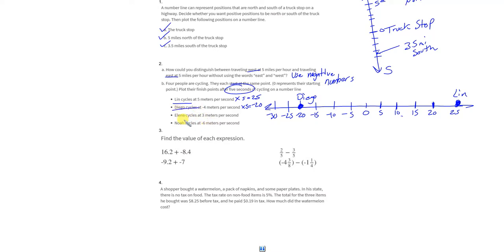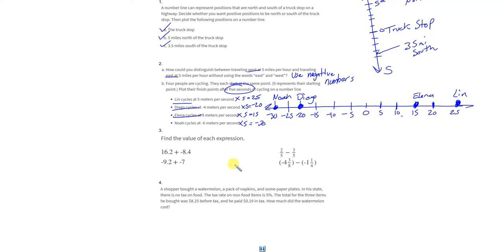Elena cycles at 3 meters per second. So 3 times 5 gives us a nice 15. So Elena's right here. And then the last one we had to do was Noah, who's going back 6 per second. And you have to do negative 6 times 5, which is negative 30, which is why I had the negative 30 on there, because Noah is going to land there. So they kind of took off in different directions and landed in different places, and those are our final resting points there. Alright, so let's move on to number 3.